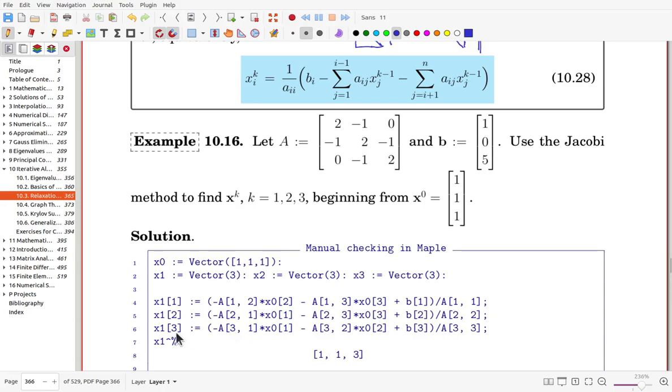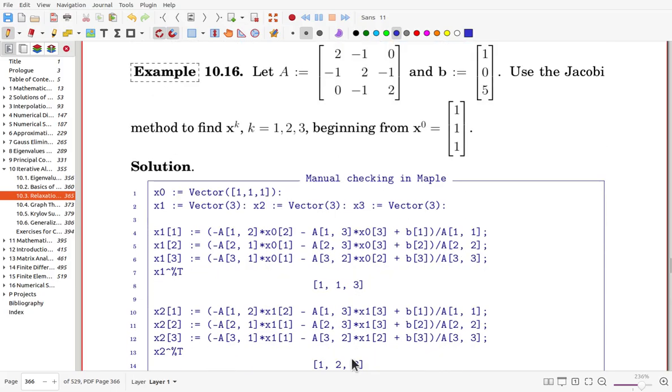For the last component of x1, we have only the lower portion. So j is from 1 to 2, and from the right side b, we have the third component and divide by a_33. So we finished one iteration and we got x1. If we print it out, that is 1, 1, 3.